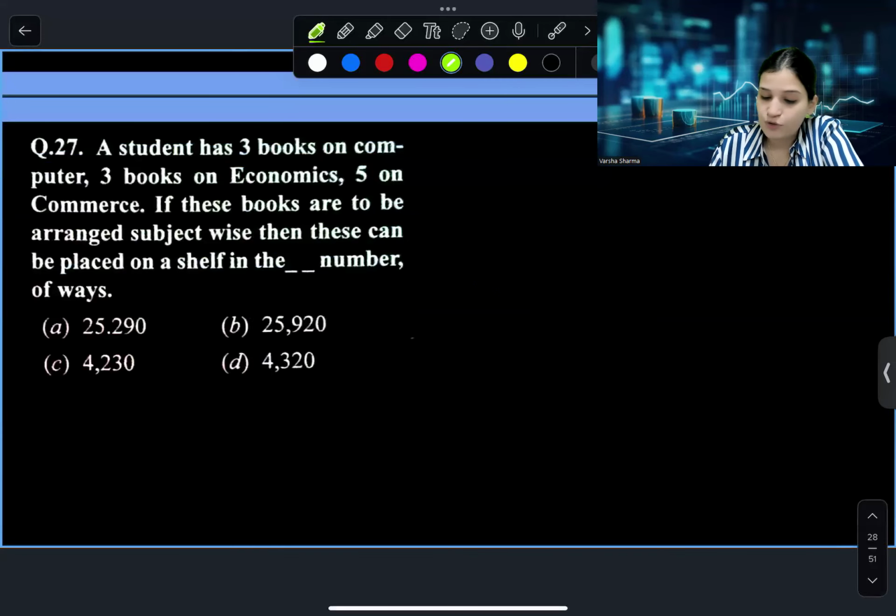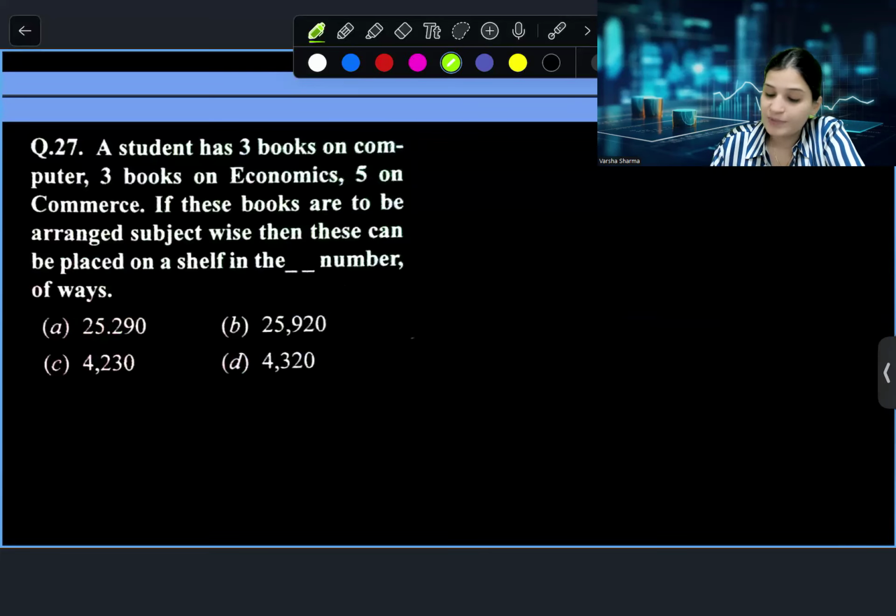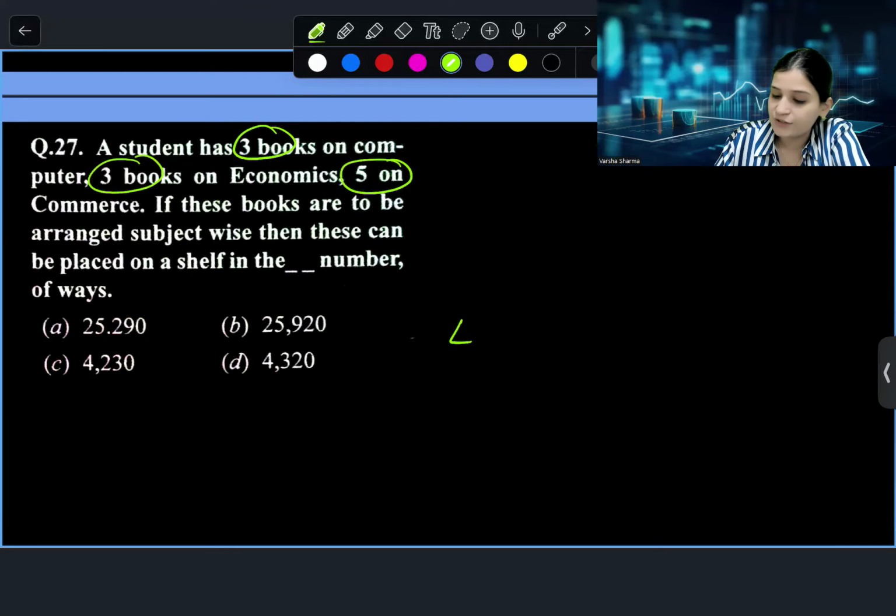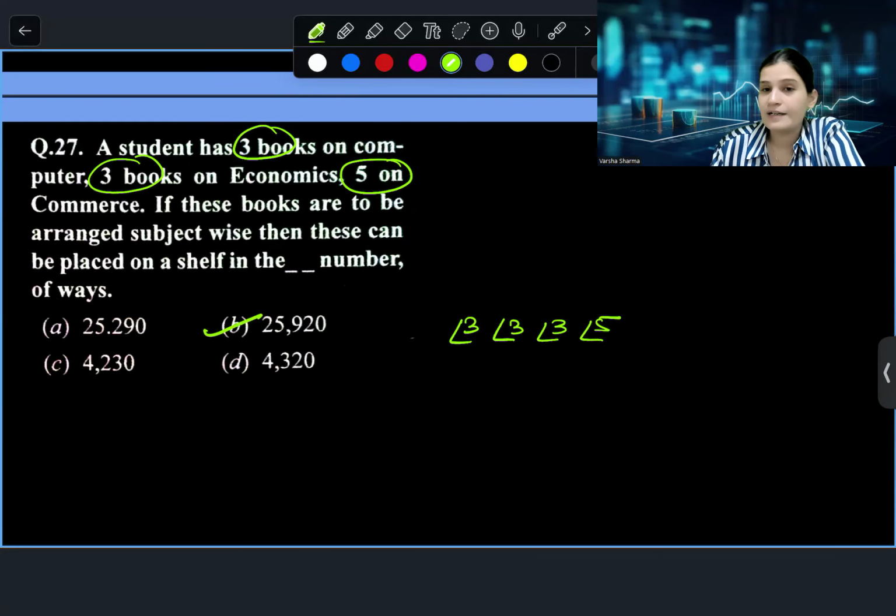A student has 3 books on commerce, 3 on eco, 5 on commerce. They are to be arranged subject-wise. Then subject-wise means they have to be together. So form 3 bundles. So factorial 3. Then the computer can be arranged, eco can be arranged, and commerce can be arranged. 25,920.